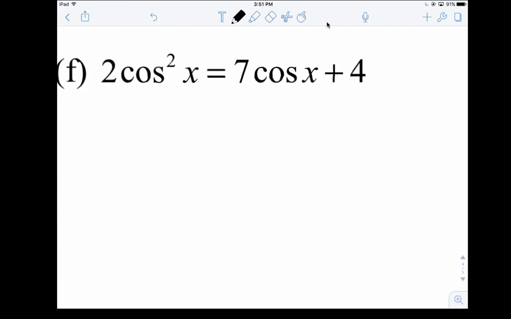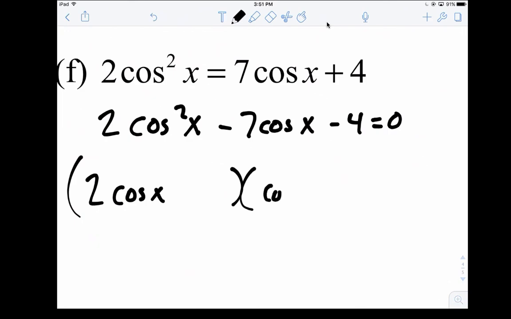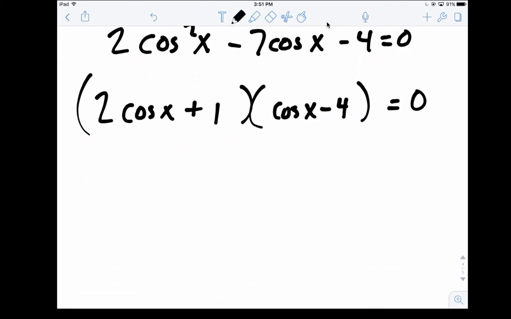Okay, and then the last one, 2 cosine squared equals 7 cosine plus 4. Put everything on one side. And what you want to do now is try and factor. So you got 2 cosine of x, cosine of x. You need factors of 4. So I'm going to make this minus 4 and then plus 1, which will give me that negative 7 cosine in the middle.